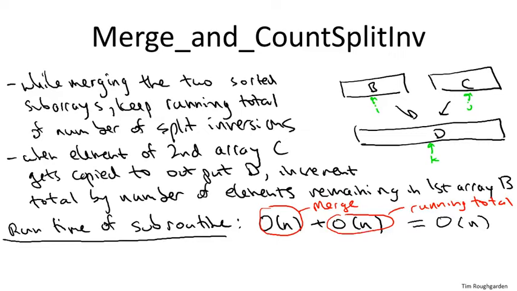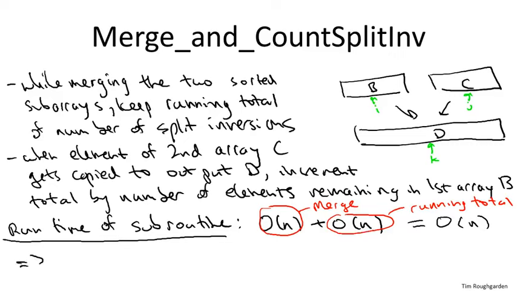Basically, there's some constant C1 so that the merge step takes at most C1 n steps. There's a constant C2 so that the rest of the work is at most C2 times n steps. So when we add them, we get at most (C1 plus C2) times n steps, which is still big O of n because C1 plus C2 is a constant. Okay, so linear work for merge, linear work for the running count, so that's linear work in the subroutine overall.